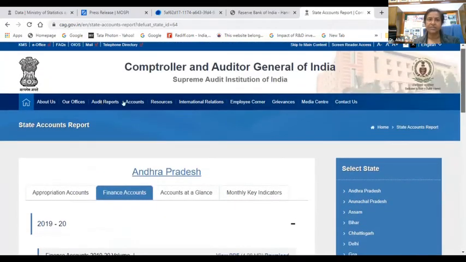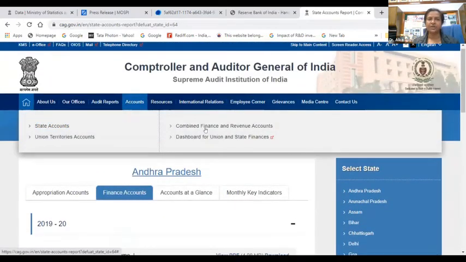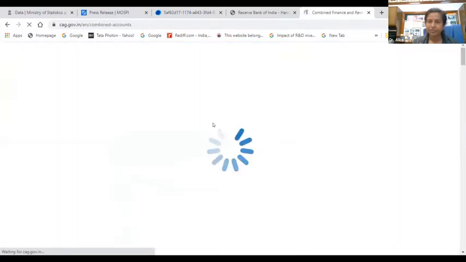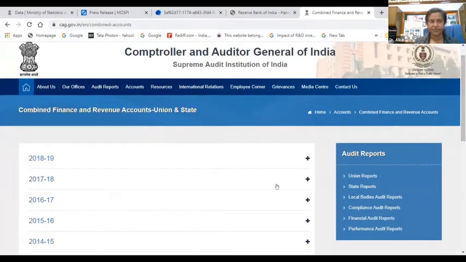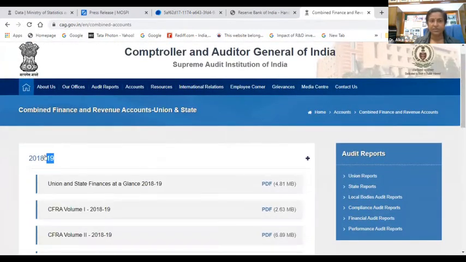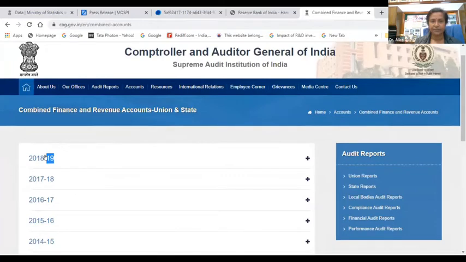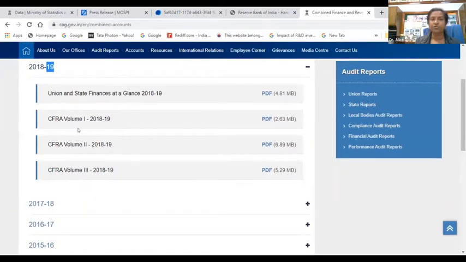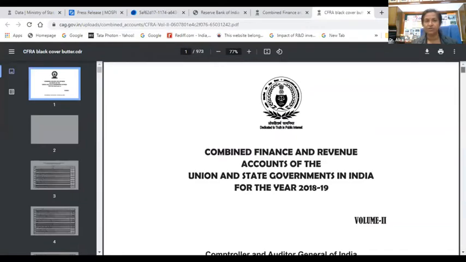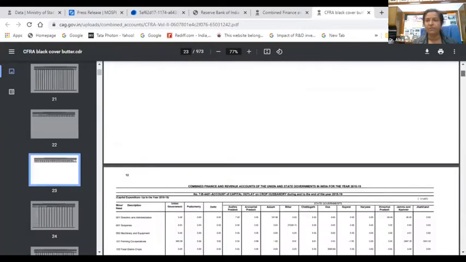This one, that is the state accounts. Now just come to the combined finance and revenue accounts. Here you can get a snapshot for all the states. Suppose take this 2018-19. Just open this. Volume 1 is the aggregation. Volume 2 is bifurcation, as I just showed you, in terms of only you have to remember the codes.